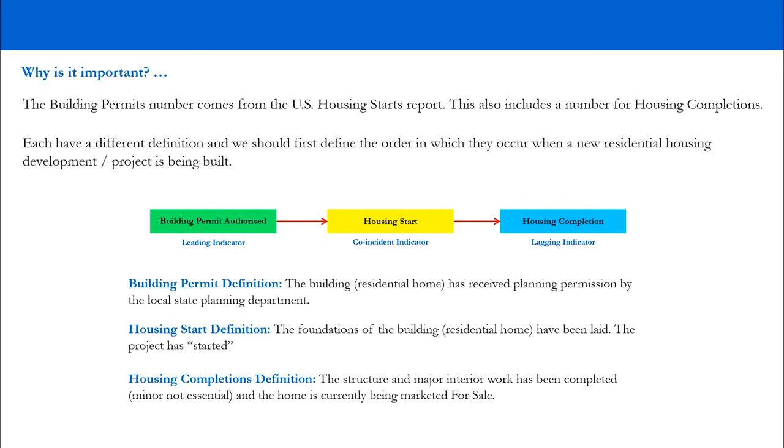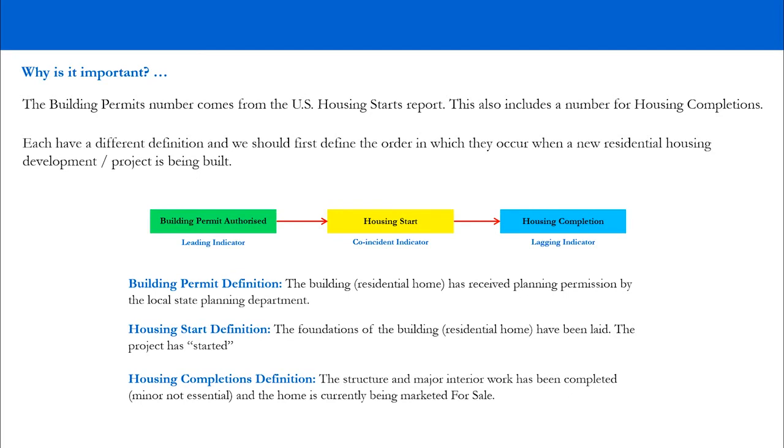And you can see that the flow works from left to right because obviously the housing completion, the complete house, at some point must have been built. So the housing start is the data captured every month when there's an amount of homes in the United States where the foundations of the residential home have been laid and the project has started. And building permits, right at the beginning, is the permit from the local state planning department giving planning permission to actually build the residential home. So you can see how the flow works.